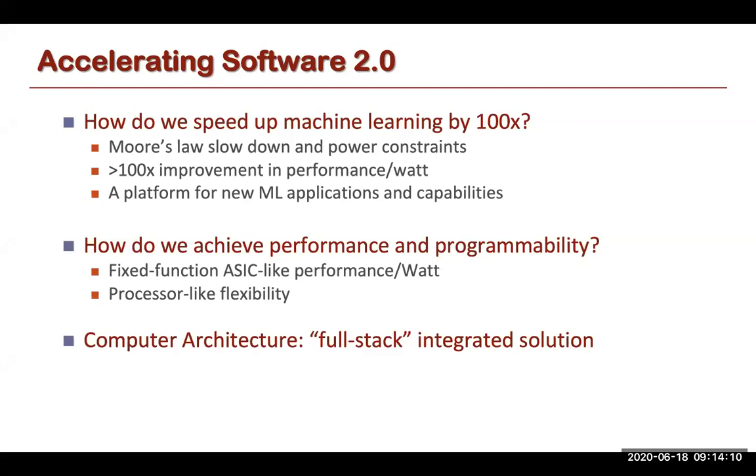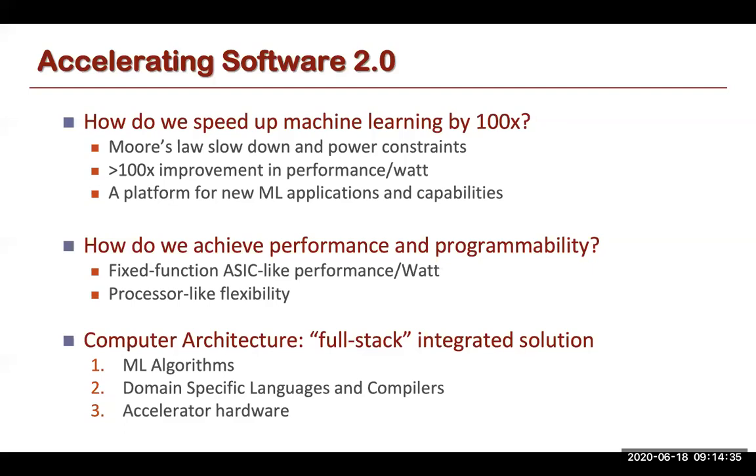Well, it's really going to take a full stack integrated solution that combines innovations in machine learning algorithms, innovations in the software used to translate those algorithms to run efficiently on the hardware in the form of domain-specific languages and compilers, and also new hardware architectures to match the needs of machine learning applications, right? So these are the three elements of the solution, and that's what I'm going to describe in the rest of the talk. But before I delve into these elements, let me say a little bit about SambaNova.